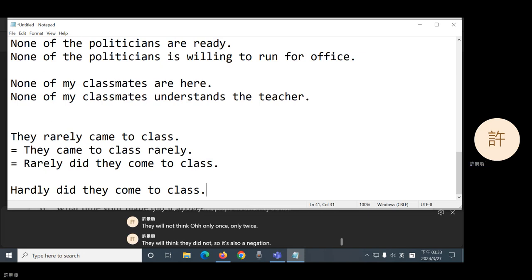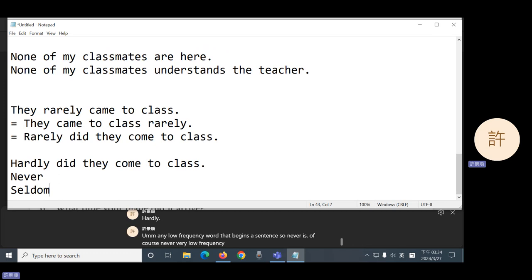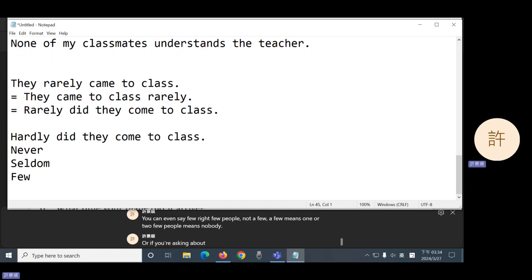Rarely, hardly. Any low frequency word that begins a sentence. So, never is, of course, very low frequency. Seldom, rarely, hardly, seldom. I think those are the most common, right? You can even say few, right? Few people, not a few. A few means one or two. Few people means nobody. Or if you're asking about how, a question of degree, 程度, then the answer would be little.